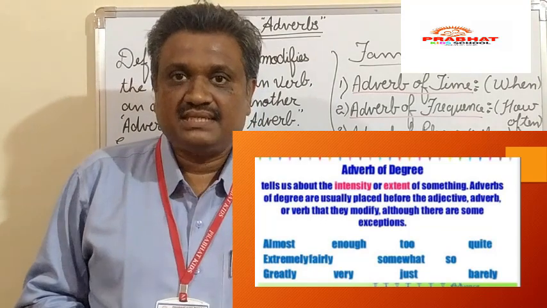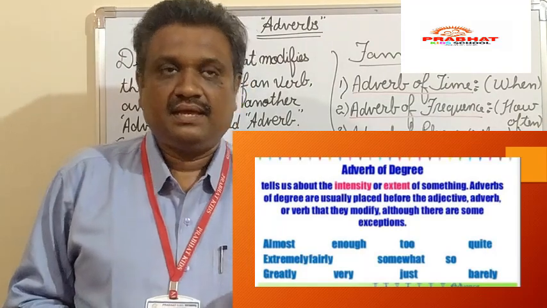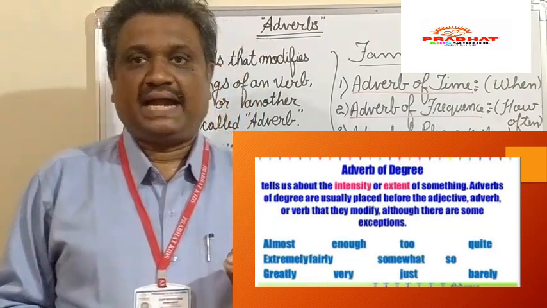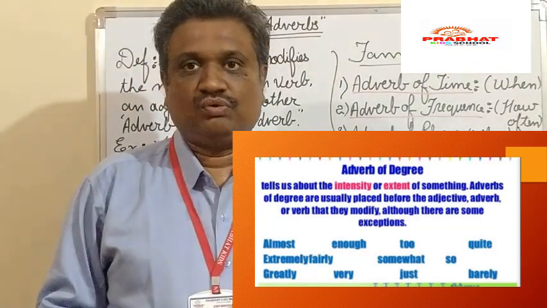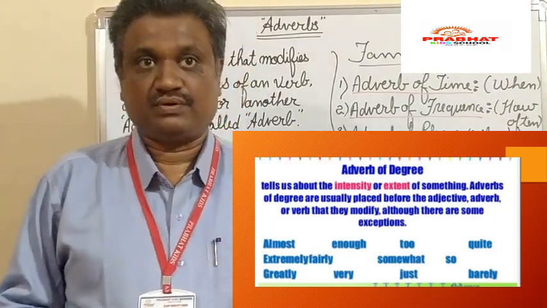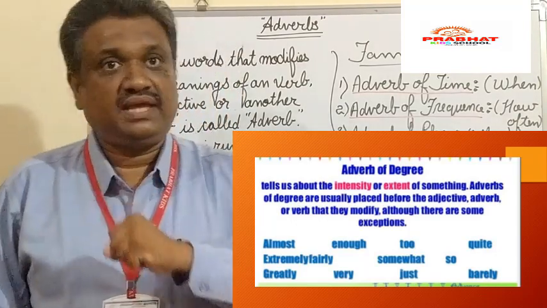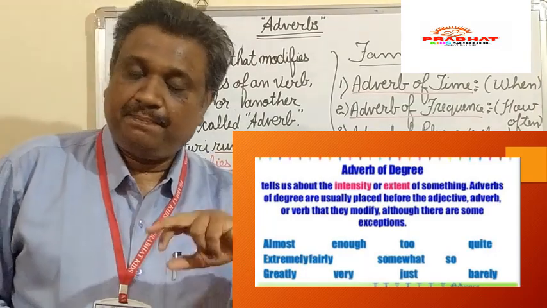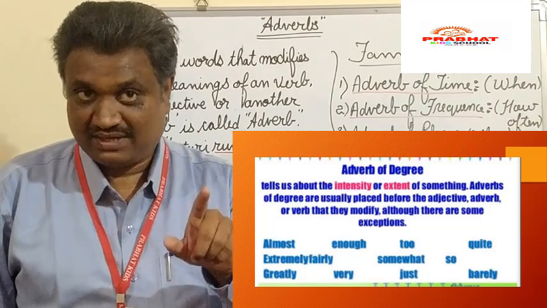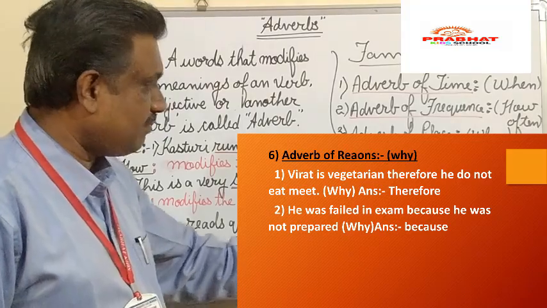Adverb of degree is about the extent, the degree to which something happens. They answer the question how or to what degree. Adverbs of degree are placed, students, to modify a verb, an adjective or another adverb. They intensify or diminish the strength of the word they modify. They are placed right before the word they describe. Understood?